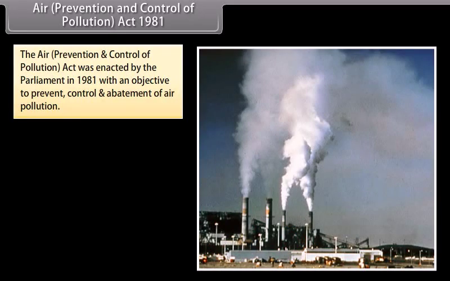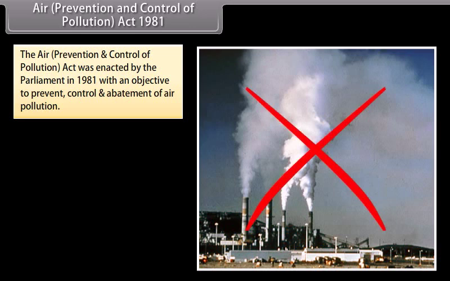Air Prevention and Control of Pollution Act 1981. The Air Prevention and Control of Pollution Act was enacted by the Parliament in 1981 with an objective to prevent, control, and abate air pollution.